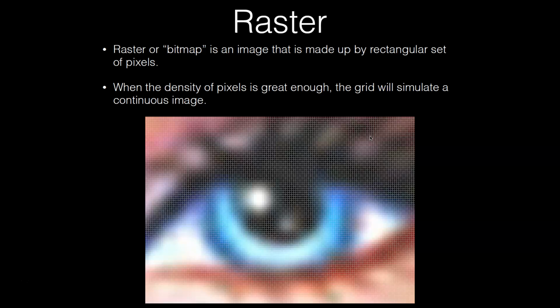When the density of pixels is great enough, a grid will simulate a continuous image. Think of a Monet where he has all the dots. If you're up close to it, you can't see it. If you step back, you can see the full image. Or if you had a tube TV and you stood too close to it, you can actually see the little screen lines on it. Step back and it creates an image. If you zoom into an image like this, you can see all the individual pixels lined up, and based on the colors, the values, they create a photograph in your brain.